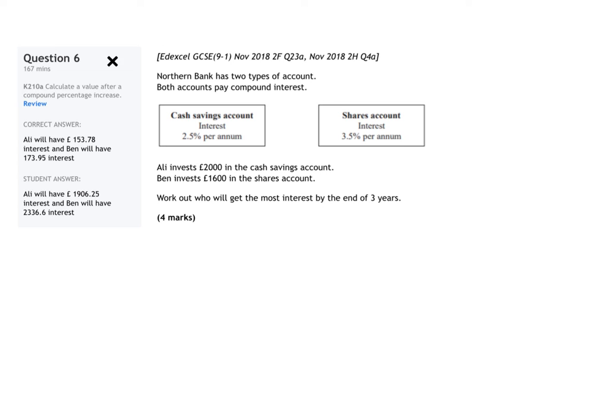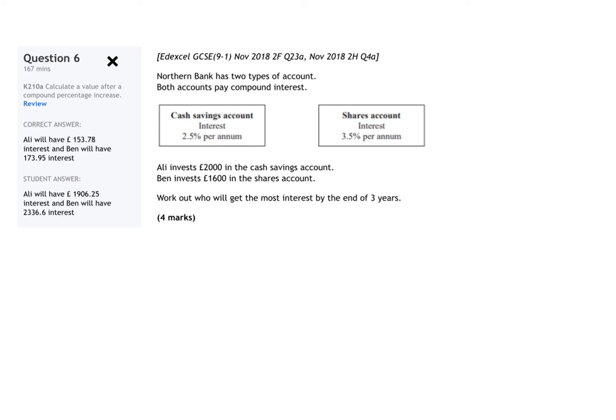This question involves comparing different amounts earned in different accounts. Before I go through the actual workings, I just want you to focus very quickly on the student answer. Now, we have 2 accounts that pay 2.5% and 3.5% for 3 years. The student says that Ali will receive £1,900 approximately in interest on an investment of £2,000. That means their investment is almost doubled. Almost doubled in 3 years cannot be achieved by an interest rate of anything like 2.5% or 3.5%. So clearly that answer is wrong.